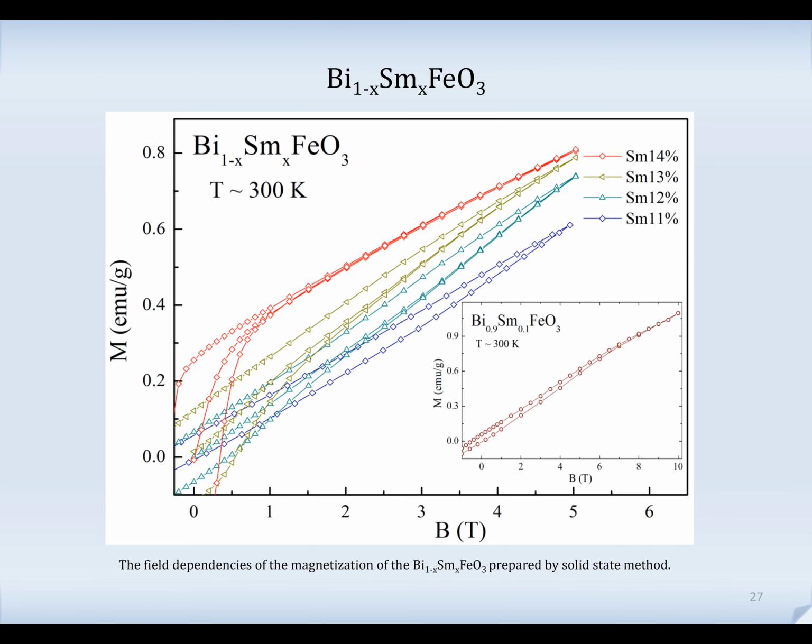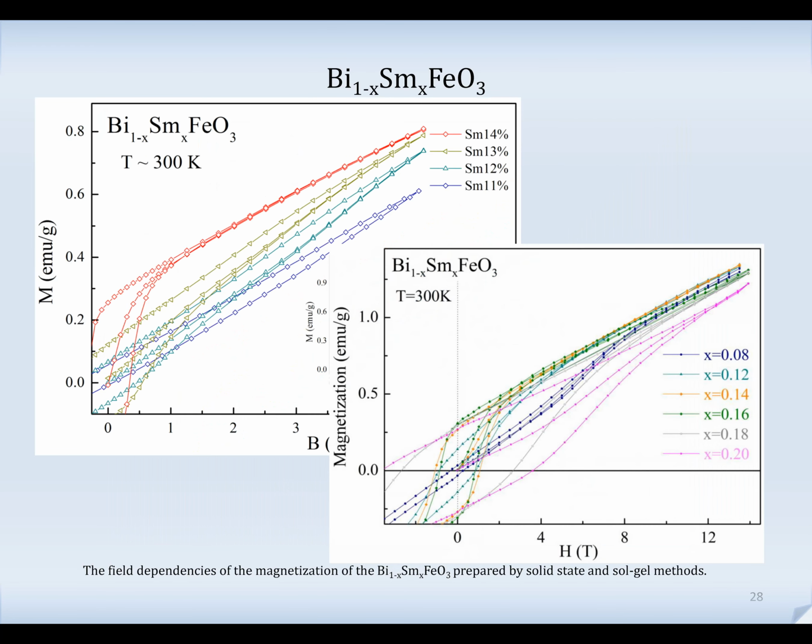But this is the situation for solid state compounds. In the case of sol-gel compounds, the situation is a bit different. Already for compounds having dominant rhombohedral phase, say 12, 14, we have non-zero magnetization, and the hysteresis loop resembles those we observed for orthorhombic solid state compounds. So the magnetic structure and magnetic properties are also a function of the morphology of the crystallites.